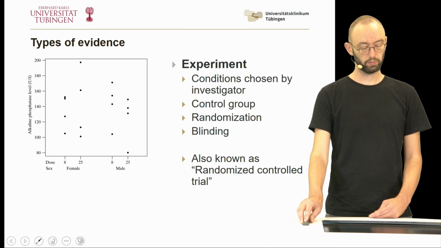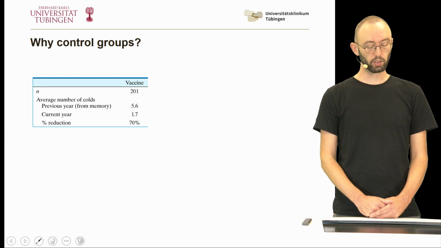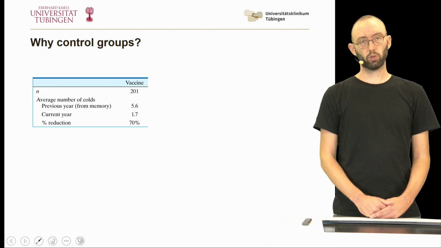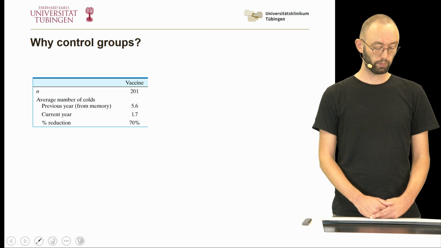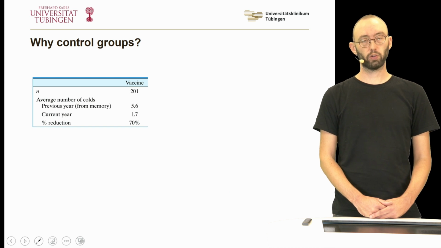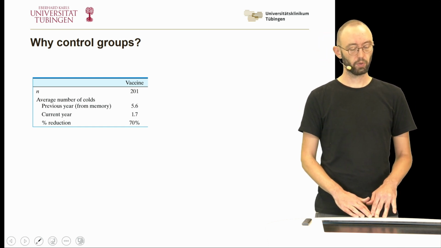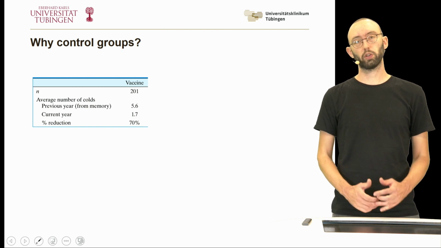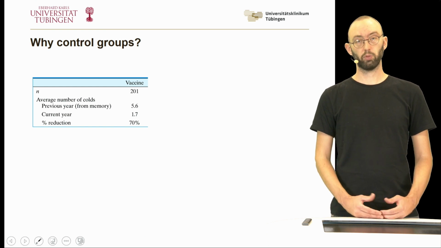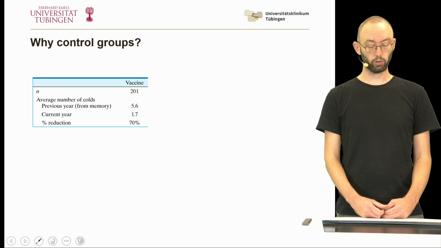Why is all of that important? So for example, why do we have control groups? So here we have a study that illustrates several of these effects. The study was made to assess the effectiveness of a vaccine against the common cold. There were 200 people in the study, and they were asked to report the number of colds in the previous year from memory. On average, they reported 5.6 colds in the previous year. In the current year, the number of colds was assessed by doctors, and they found 1.7 colds in this year. So this is a 70% reduction after the vaccination. So you could conclude from that that the vaccination was highly beneficial.